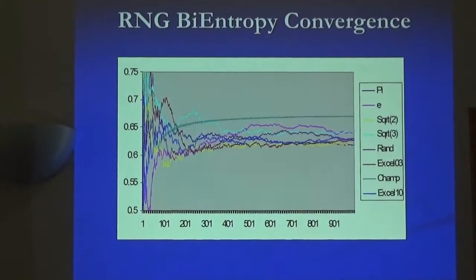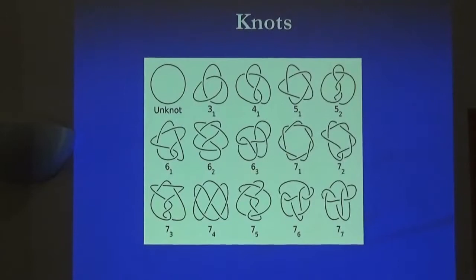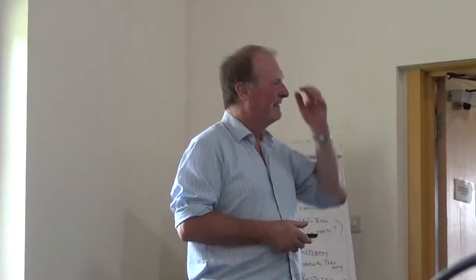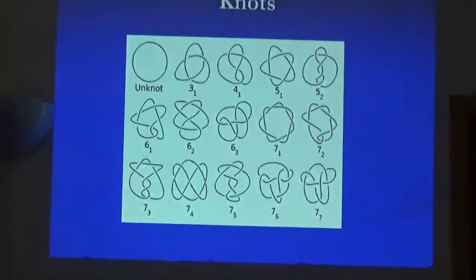So we come now to applying BiEntropy to knots. I don't know why I decided to go and do the BiEntropy of knots. I just did. It must have been all those knot presentations that I've listened to over the years from a certain young man in the audience. And so I had to learn as best I could the nomenclature of knots and the previous work on the subject. Very briefly, you have the unknot, which is not a knot.